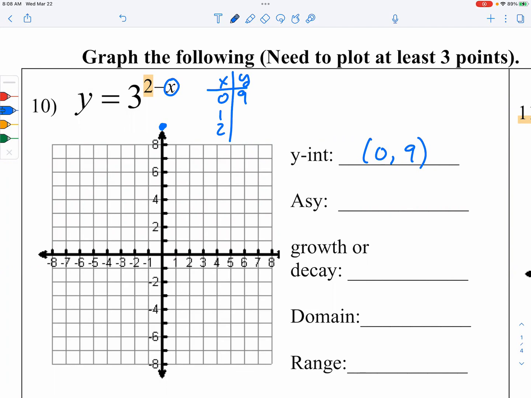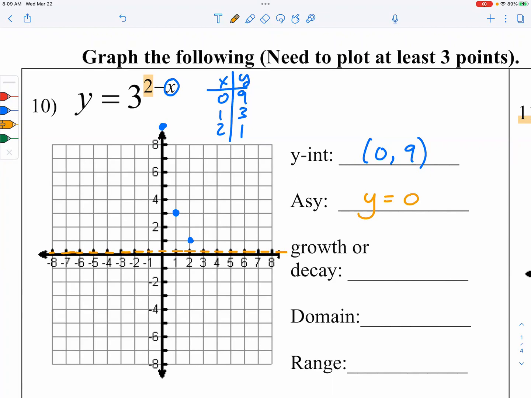And then you have 3 to the 2 minus 1 power, which is 3 to the first power, which is 3. So 1, 3. And then you put in 2 into x, you have 3 to the 0 power, which is 1. Okay. There is no shift of any kind vertically. Therefore, the asymptote will remain at y equal to 0.